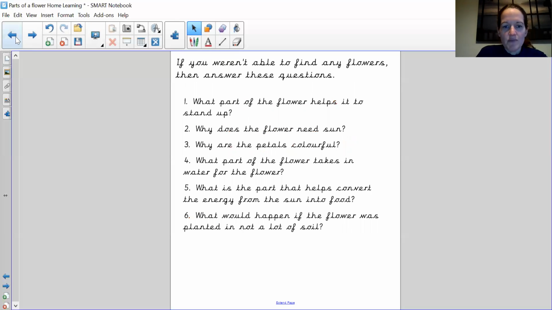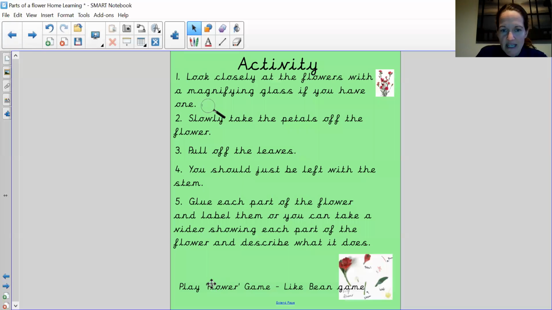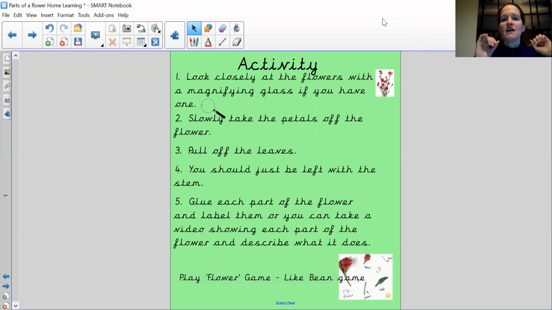Okay, so you might have seen on this slide down here, it said, play the flower game. Okay, so let me stop sharing. The flower game is just like the bean game. Do you remember doing the bean game? So we'd have string bean, broad bean, runner bean, jumping bean, string bean. So this time we're going to do it with parts of the flower, okay? So let's see if Mrs. Savage can stand up and you can see me as well.